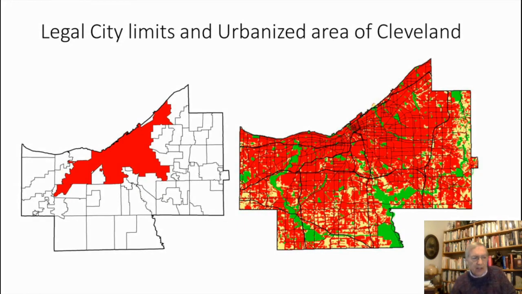I took the example of Cleveland to show what I mean about these varying definitions of what's a city. The first map on the left in red shows the official boundaries of the city of Cleveland. They vote for the mayor of Cleveland. If you live there, your kids, if they go to public school, go to the city of Cleveland Public Schools.